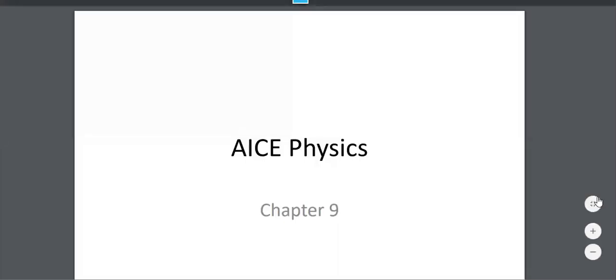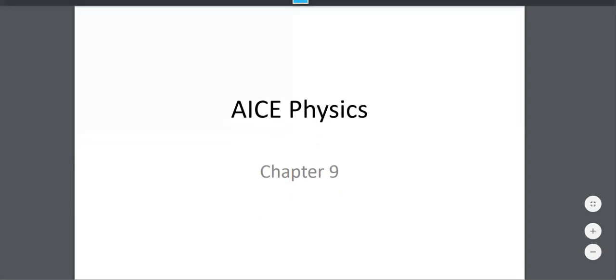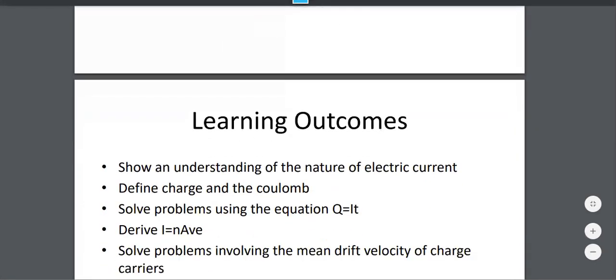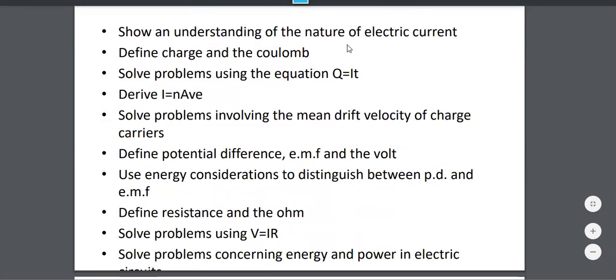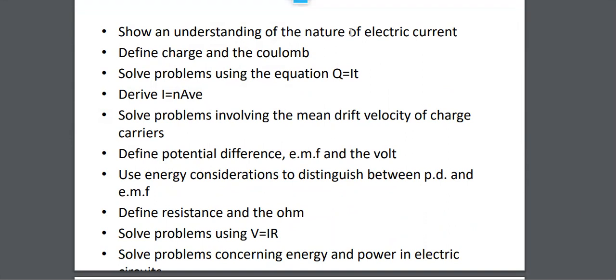All right, there are many learning objectives associated with current electricity. There's like 10 of them. Here they are. Show an understanding of the nature of electric current. That's just very general, right? As a student, I need to show an understanding of the nature of electric current. So you need to have a definition, and then you build the understanding from that. When I say electric current, what do I mean?